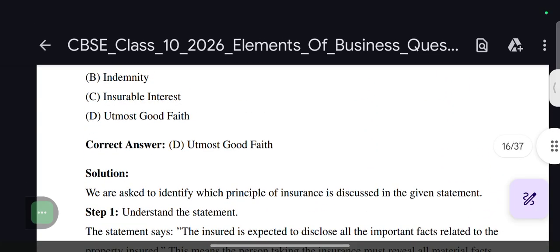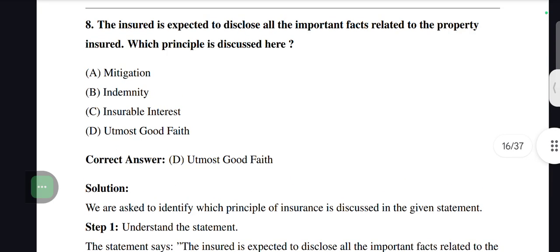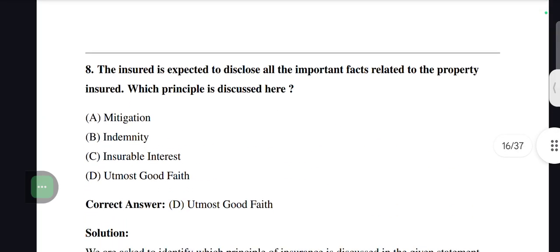So among these, the last one, that is utmost good faith. The question says the insured is expected to disclose all the important facts related to the property to the insurer. The definition of utmost good faith says both the parties must act in complete good faith, meaning the insured should disclose all the information about his property to the insurer. So therefore option D is the correct answer.